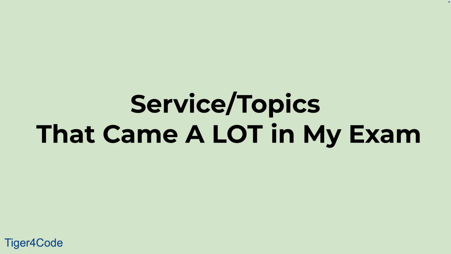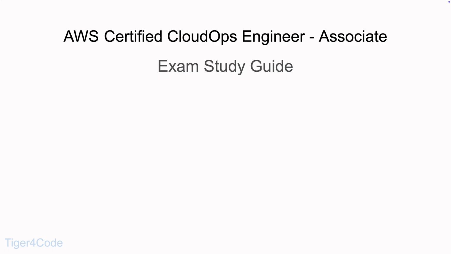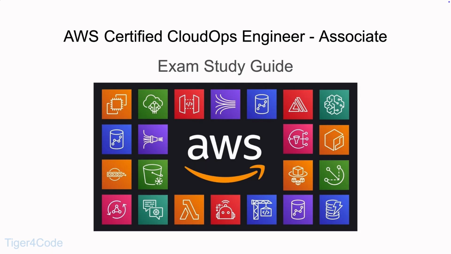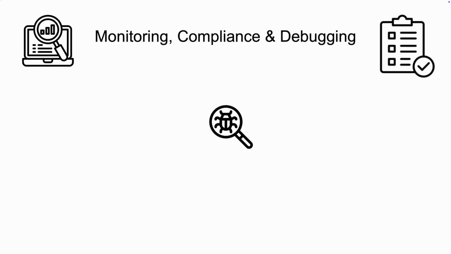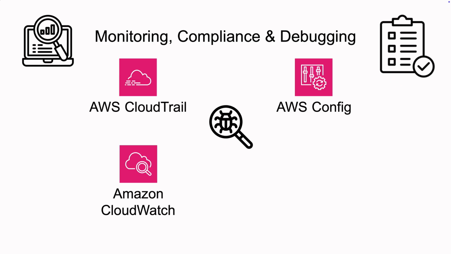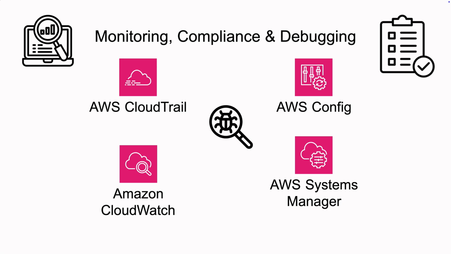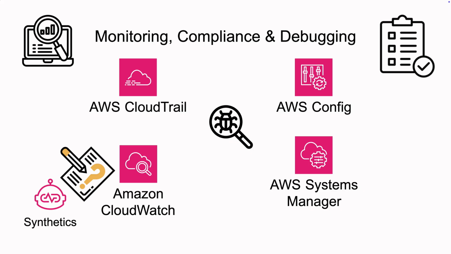The AWS CloudOps exam covers a wide range of AWS services and topics, with a strong focus on monitoring, compliance, and debugging. Key services to understand in depth include AWS Config, CloudWatch, CloudTrail, and Systems Manager. And do not forget to pay close attention to Amazon CloudWatch Synthetics, which is used to create canaries. Be sure to understand the different types of canaries, as the exam includes questions around this topic.